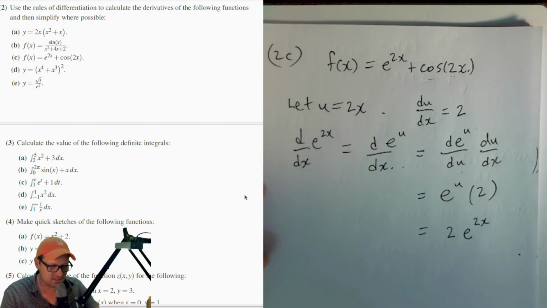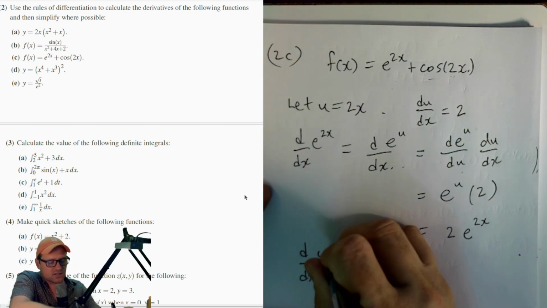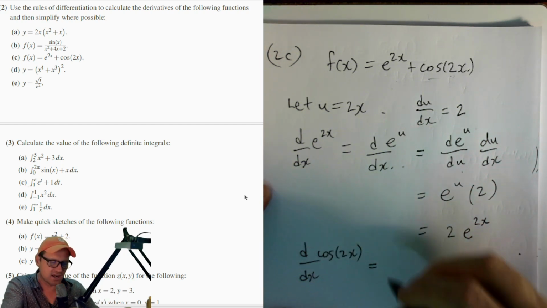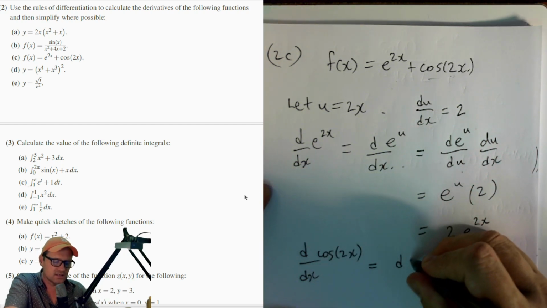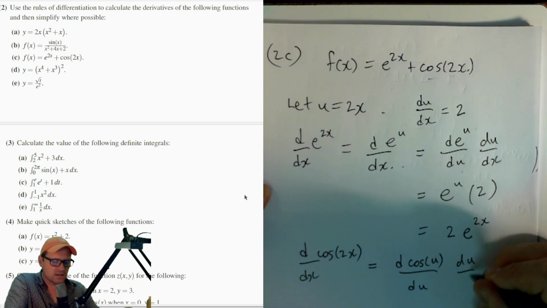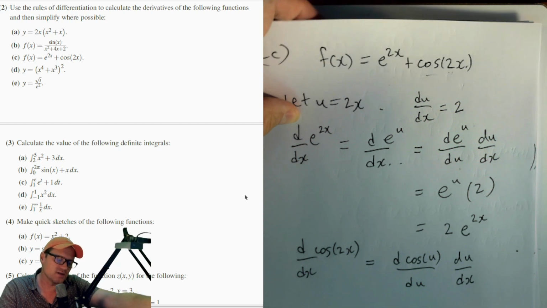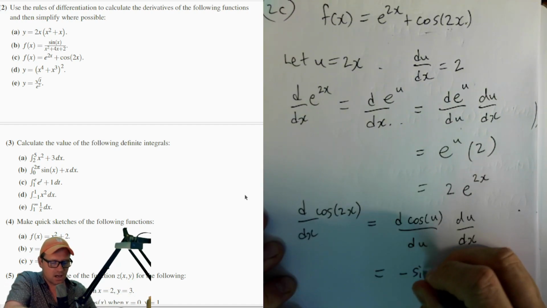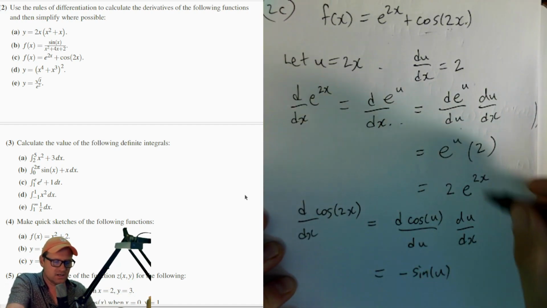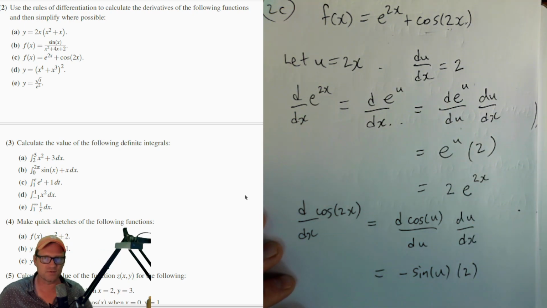Okay, now doing the same thing with cos of 2x, using the chain rule. So this is the derivative of cos of u with respect to u, and then du on dx. Okay, now the derivative of cos of u with respect to u is minus sine of u. Minus sine of u, and then du on dx, because we have the same u here, we know that that's just 2 because we've already calculated.